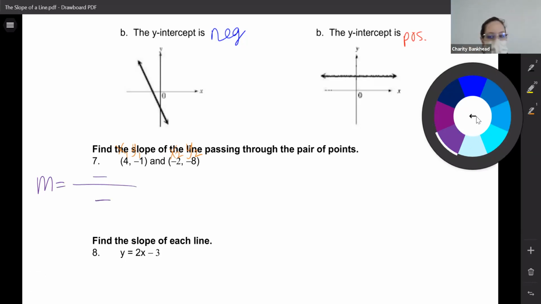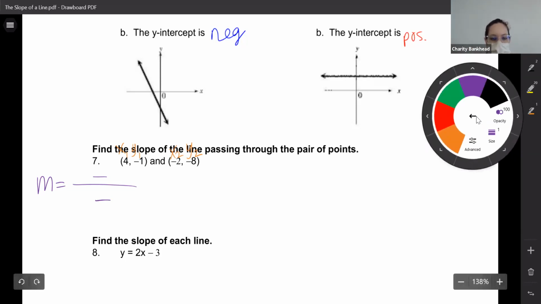And just be careful about negative signs because some of your numbers are negative, as well as you have the subtraction in the formula. So it's y2 minus y1. So that's -8 minus -1. A lot of people will mess up and just write -8 minus 1. But it's important that you have -8 minus -1 because that's going to turn into a plus. And then on the bottom, you're going to have -2 minus 4.